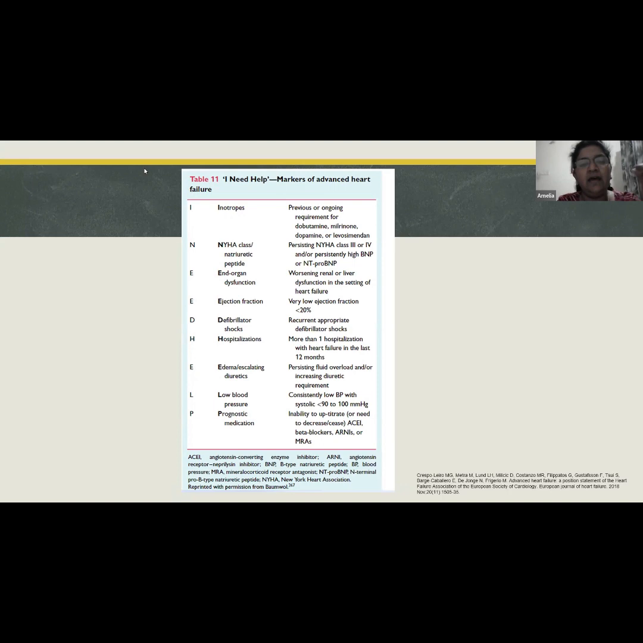Am I having recurrent appropriate defibrillator shocks if I have a device implanted? Am I having more hospitalizations? Am I seeing a patient who is having repeated fluid overload? Are the diuretics being used becoming more? Is there hemodynamic instability? And what are the things that I'm actually using to increase? Have I reached the end? Have I done the best that I can, and my patient is still not improving?